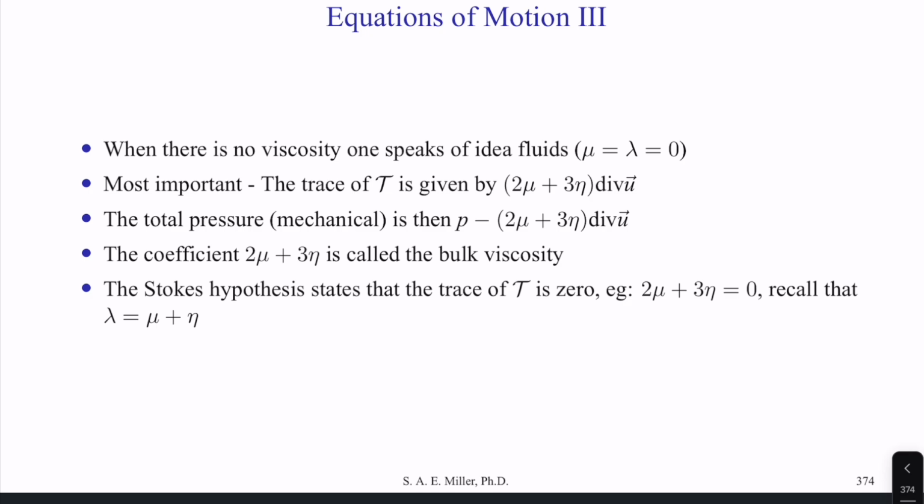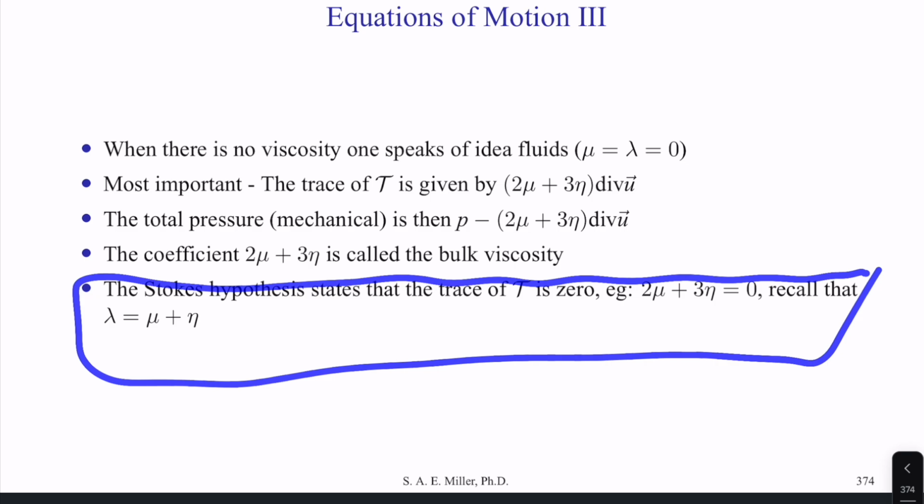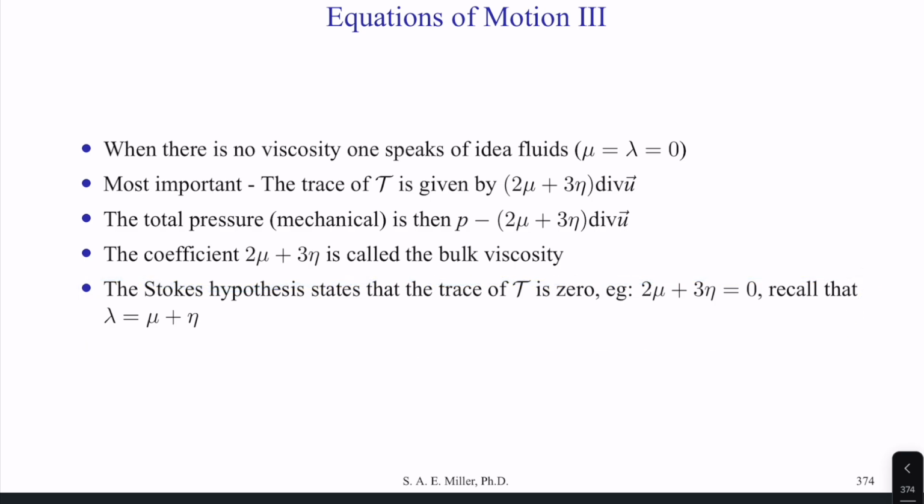And he made the hypothesis, which holds, that lambda is mu plus eta. Often in compressible codes, this works really well, not to account explicitly for a bulk viscosity, but for high-speed flows and hypersonic flows, this might break down.